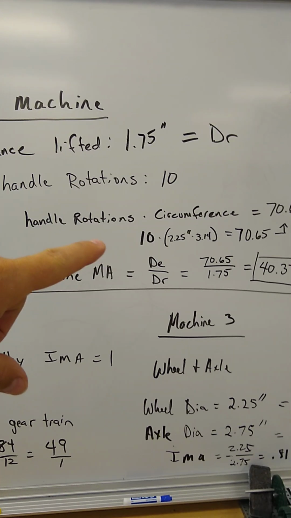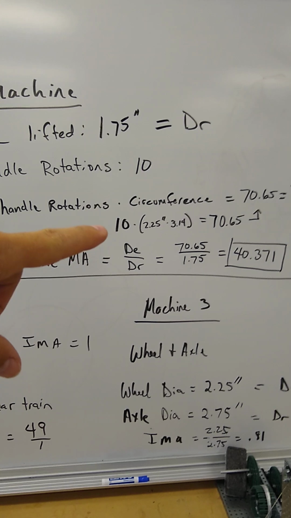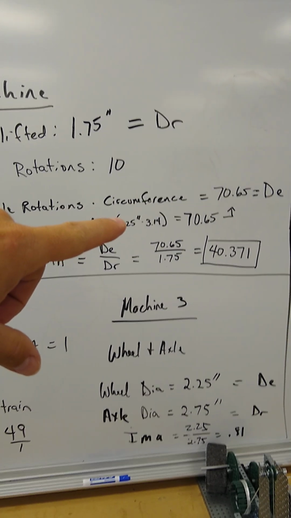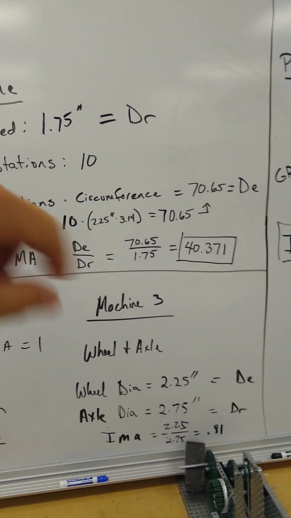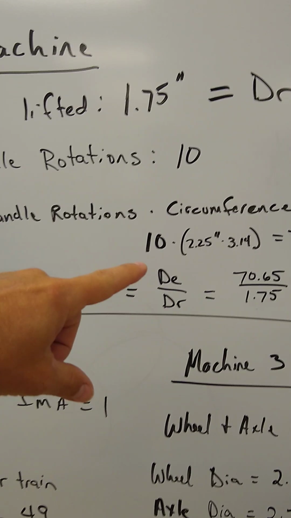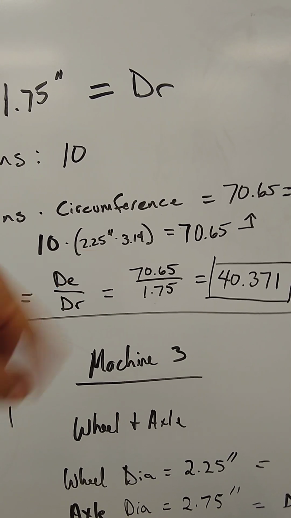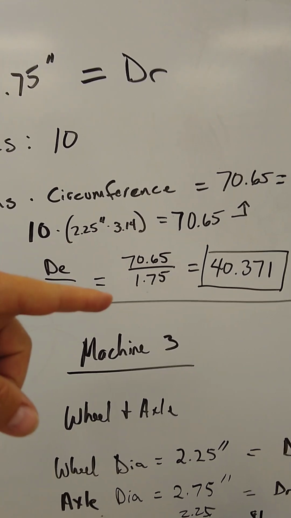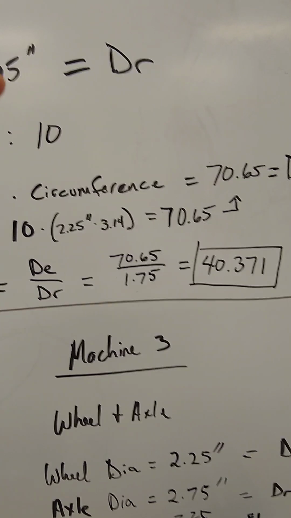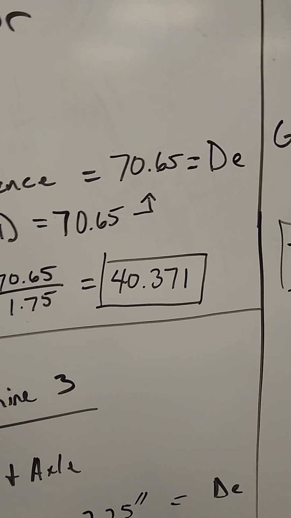So that's my DR, and then my DE is going to be my 10 rotations times the circumference of the handle, and that gives me 70.65. So then if I plug that in to get my total machine mechanical advantage, I've got DE over DR, which gives me 70 inches total that I had to rotate. That'd be my input, over my output, which is 1.75 inches. That's how far it came up. That gives me a total machine mechanical advantage of 40.371. So that's what I achieve by looking at the input versus the output.